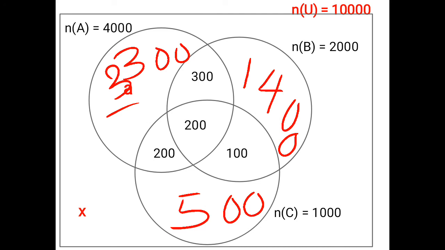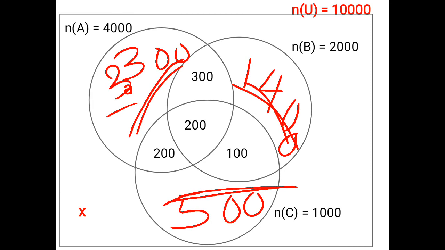The families that buy only 1 newspaper. So this is only 1, 3,300. This is only 1, 1,400. This is only 1, 500. So 3,300 plus 1,400 plus 500 should give us exactly 1, or only 1.